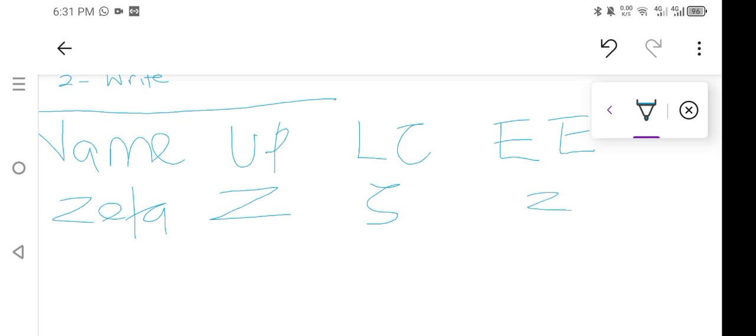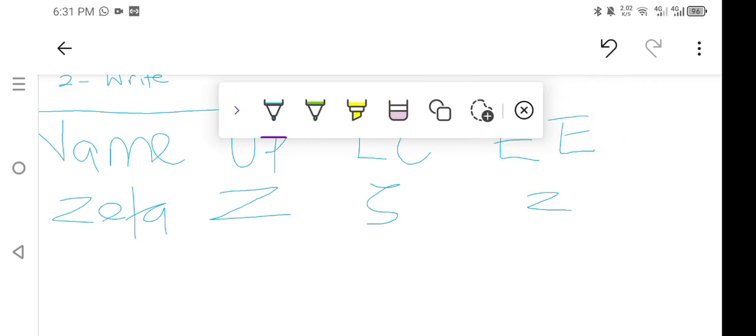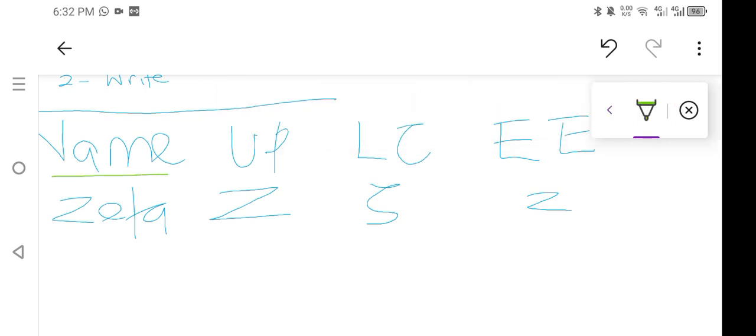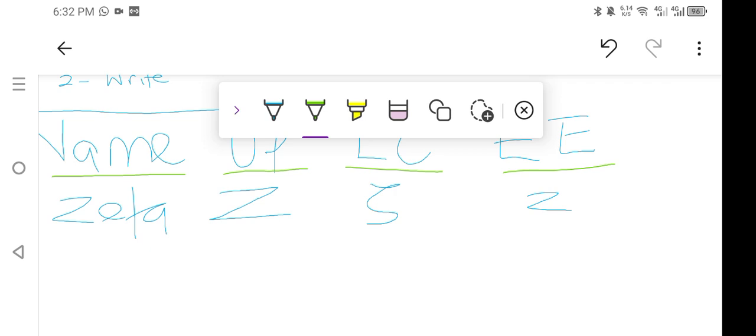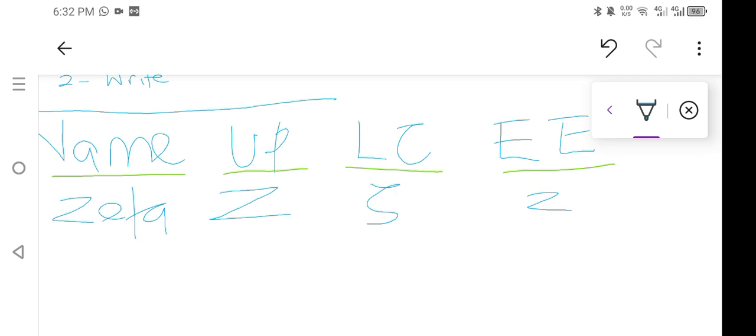The uppercase and the English equivalent are very similar, like the rest of the letters. We're writing the name, how it appears in the uppercase, the capital letter, the lowercase, the small letter, and the English equivalent. The EE is for the English equivalent. So this is the letter we've just written, zeta. That's how to pronounce it. And the next letter is eta.